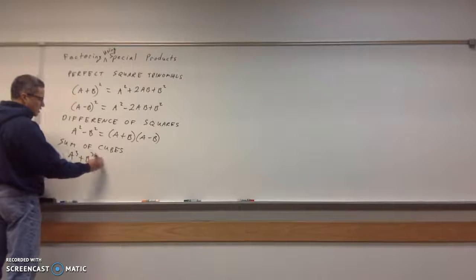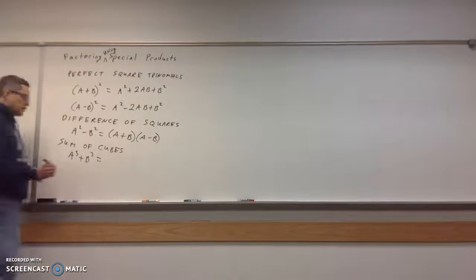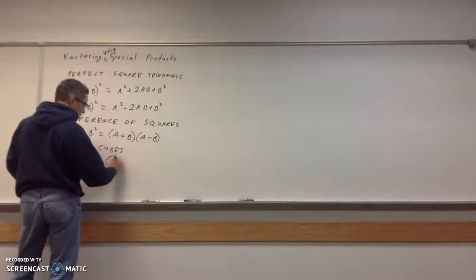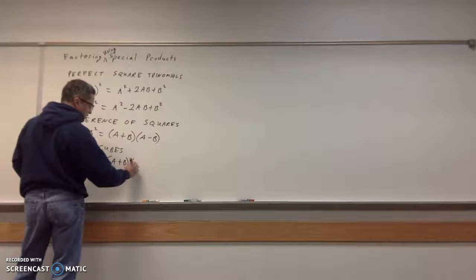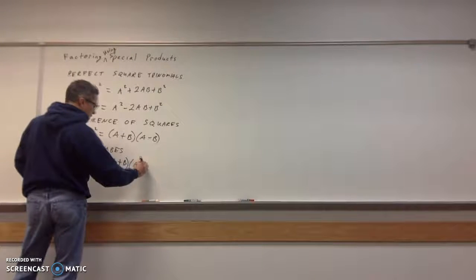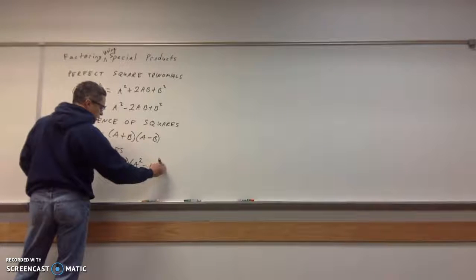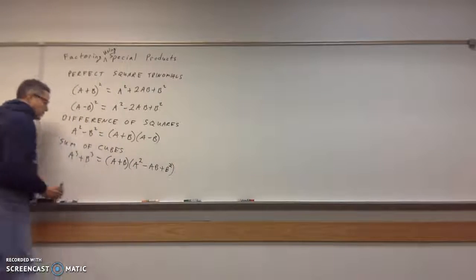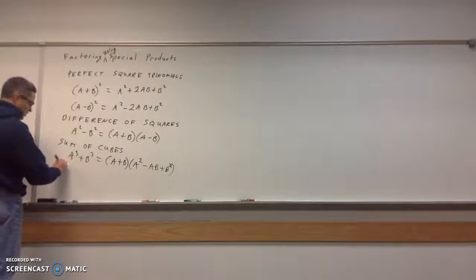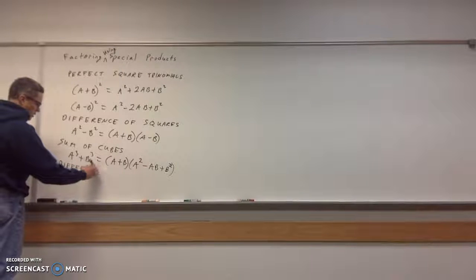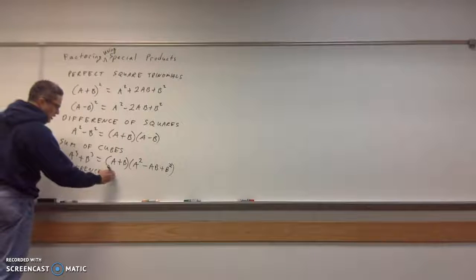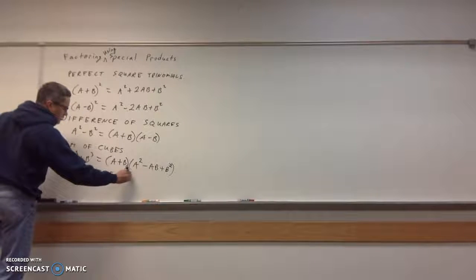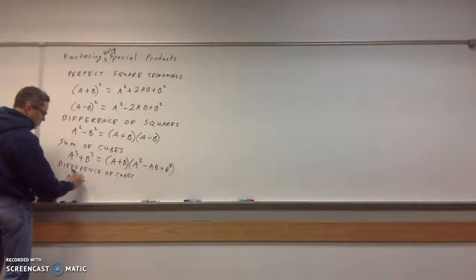What's the sum of cubes? A cubed plus b cubed. Okay. How it factors, it looks weird. It's a plus b times a quantity of a squared minus ab plus b squared. And it's got a counterpart, excuse me, the difference of cubes. That is a cubed minus b cubed.